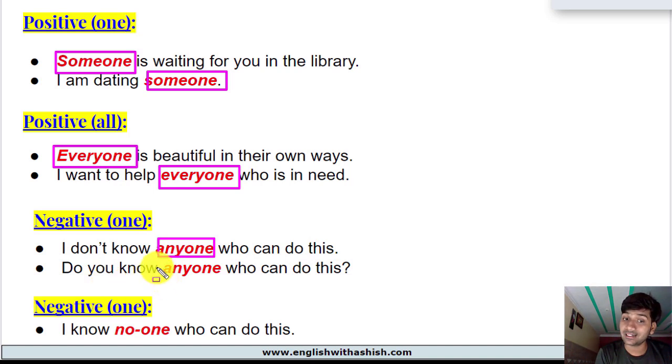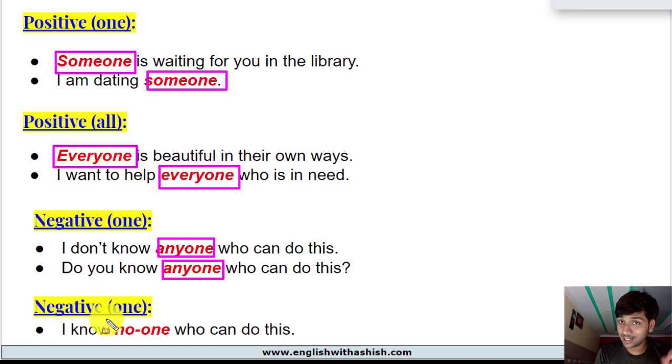Do you know anyone who can do this? Do you know anyone? Interrogative sentence, question. Negative sentence, I do not know anyone who can do this. Question, do you know anyone who can do this, right? Don't say, do you know someone who can do this? If you say that, yes, you're able to communicate the meaning you want to communicate, but that's not the right English. You're getting the point, right? Use the right English, use the grammar. This is negative and interrogative using any, anyone, or anybody.